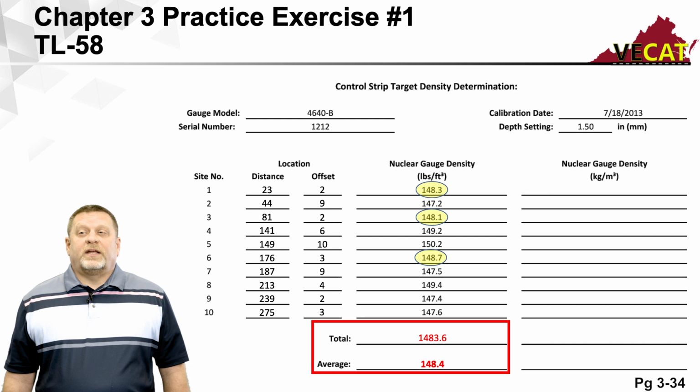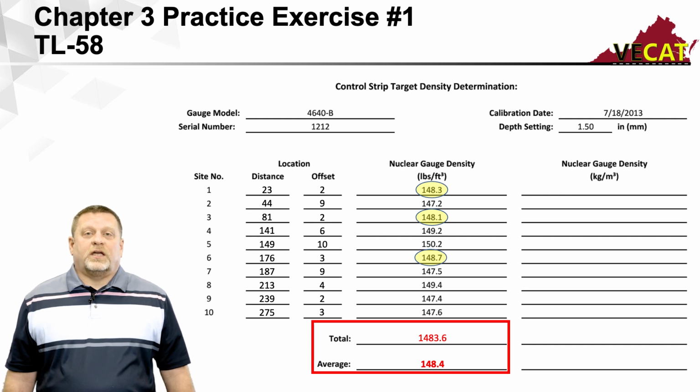Looks like the 3 readings closest to the average are test site number 1, test site number 3, and test site number 6. So these are the locations we'll actually plan on taking cores.